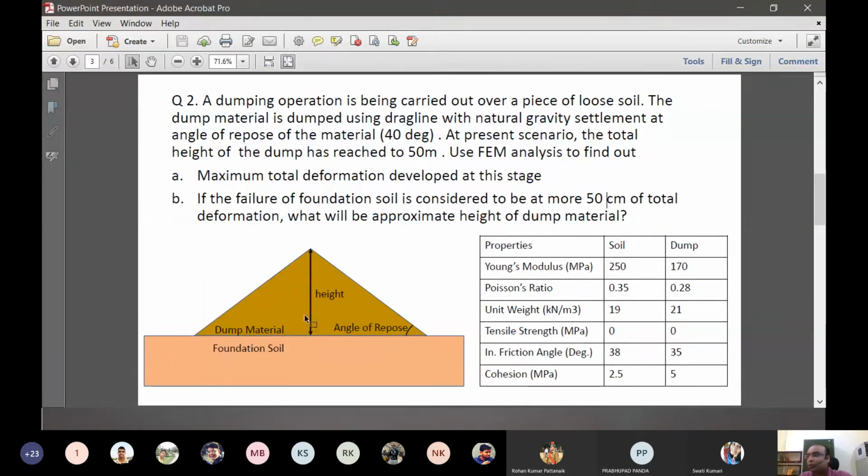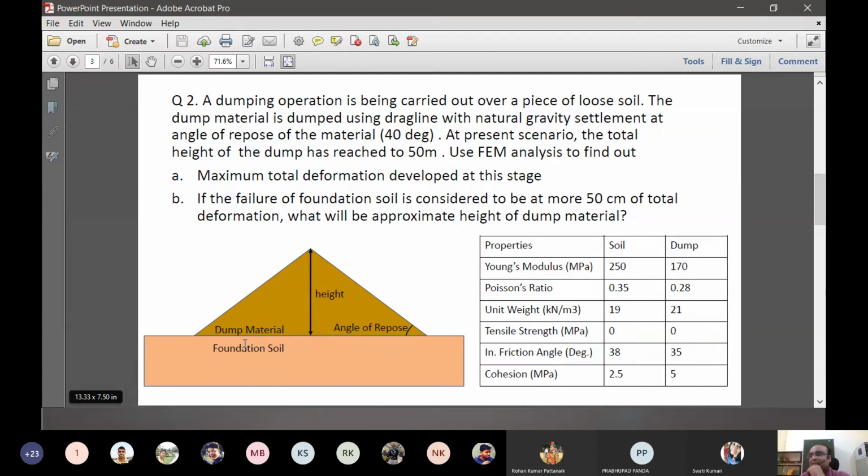But when you keep on increasing this, the lateral extent will also increase. So at one point, this will all be filled, right? So at a particular height, if it reaches here, it will be taking up all the foundation. So every time you update your geometry for increasing the height, you have to update your foundation soil geometry as well.